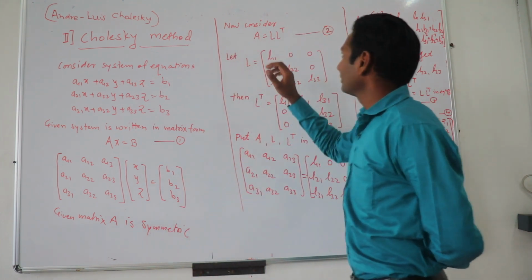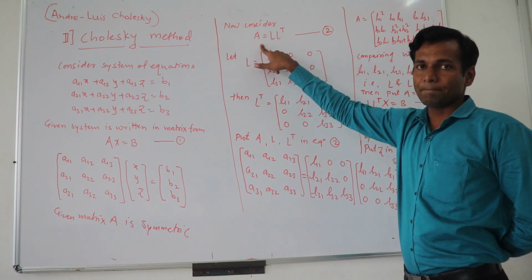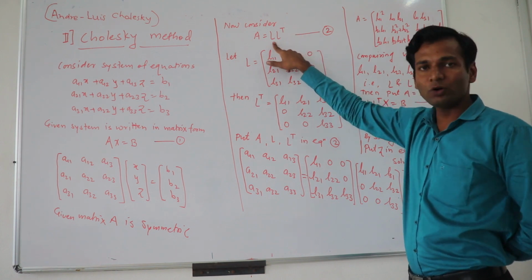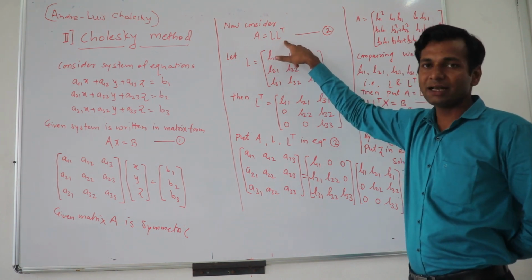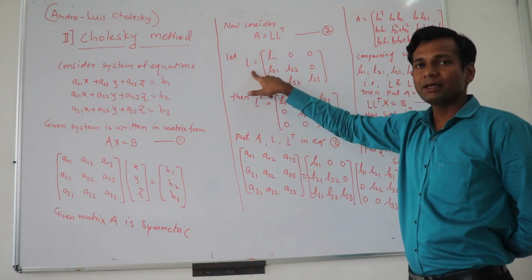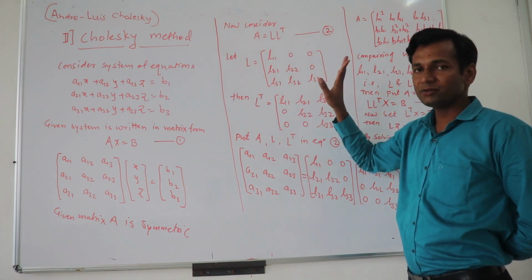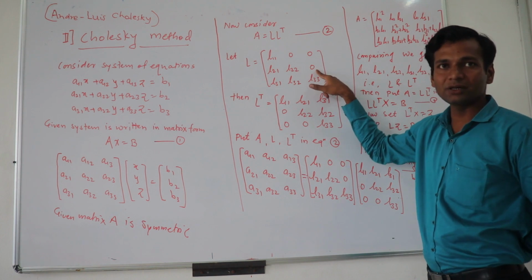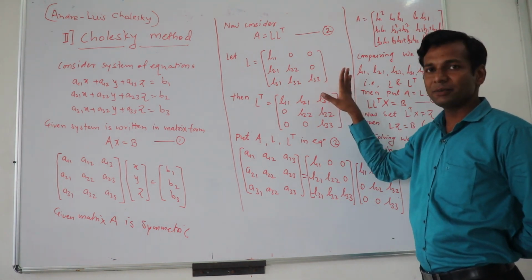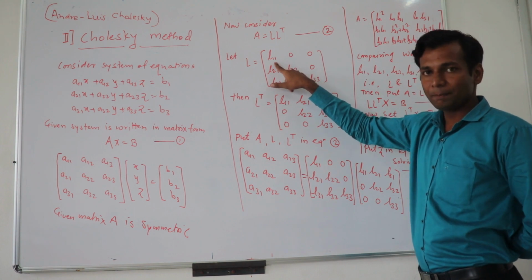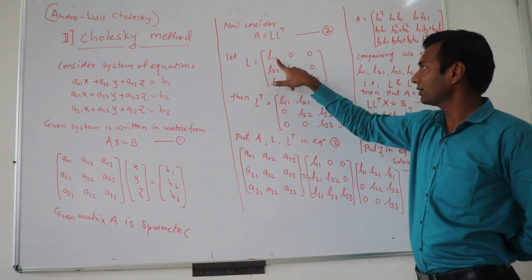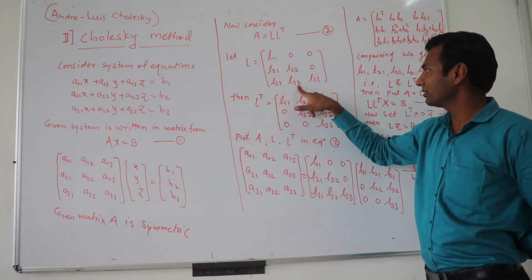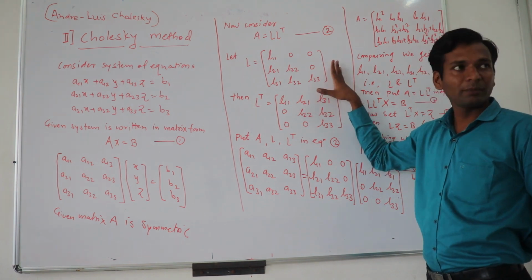Okay, next we consider the matrix A equal to L into L transpose. Those are the notations. L is a lower triangular matrix, and its transpose is L transpose. So first I write some notations. In the lower triangular matrix, 3 elements become 0 and the remaining 6 elements are there. We note the first as L11 because the position is 1 1. Then here L21, L22, L31, L32, L33 in the lower triangular matrix.